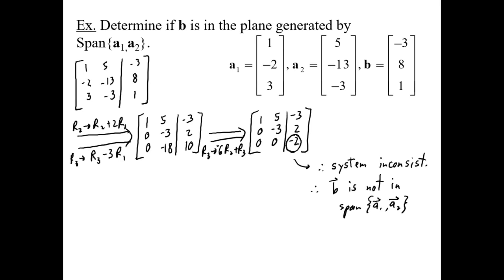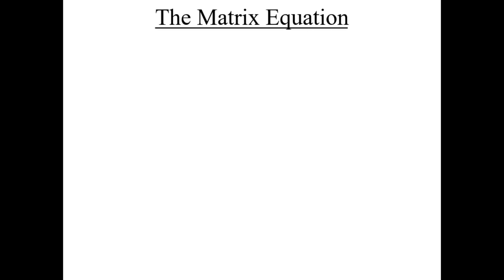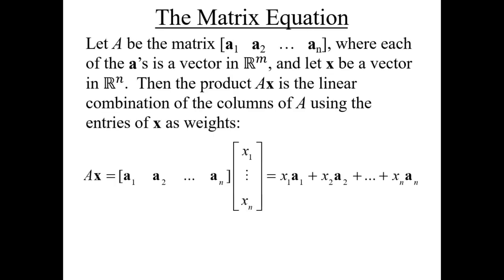Okay, so that's vectors. The other thing I want to talk about here is what's called the matrix equation. So let's let A be the matrix made up of these. Now again, remember, A1 is noticed as bold, so that's the vector A1, the entire first column. And so A is made up of these vectors where the first column is A1, the second column is A2, and so on. So each of these A's is a vector in Rm. That means that each of these columns has m elements.